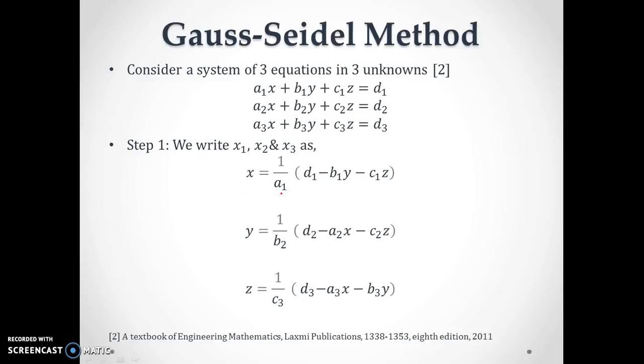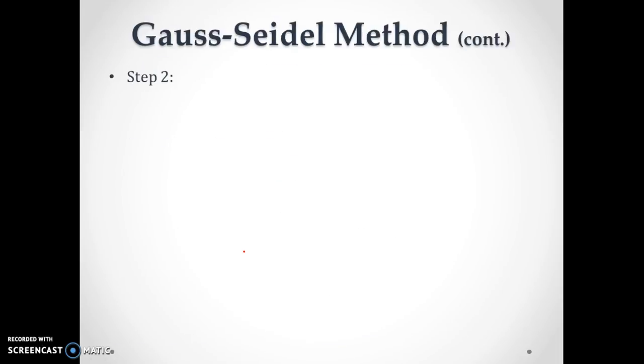Unlike the other methods, the Gauss Seidel method is an iterative method. So if you look at this equation, how do we iterate? We need to have some initial values of x, y and z, and then we start substituting those values in these equations, and then we get the new values of x, y, z. So how do we do that? Let us see step 2.